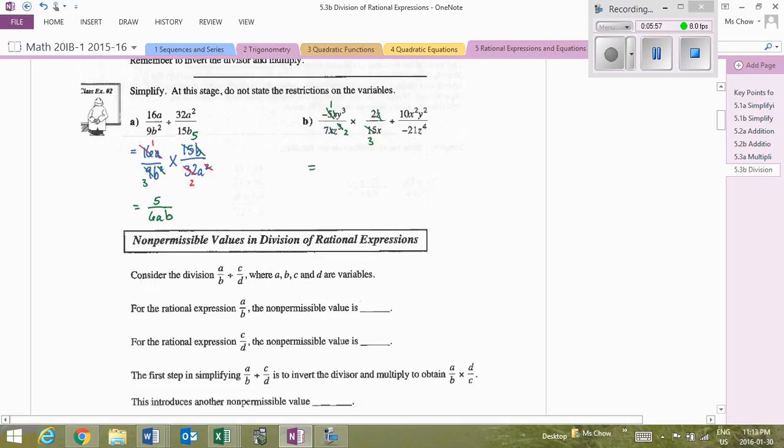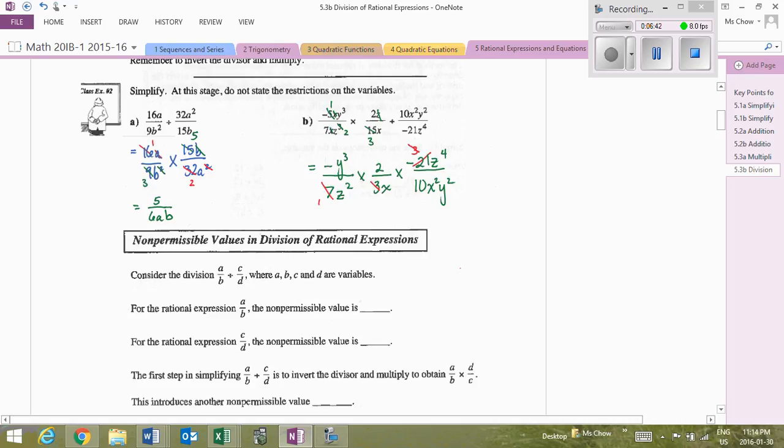So now this new and improved is -1 y cubed over 7z squared times 2 over 3x multiplied by the reciprocal, which is -21 z to the 4th over 10x squared y squared. So let's take a look at what we can simplify now. So any numerator with any denominator, since it's all in multiplication. So we've got 21 over 7, which is 3 over 1, and then 3 over 3.